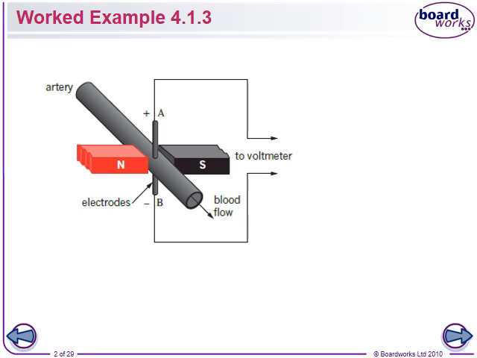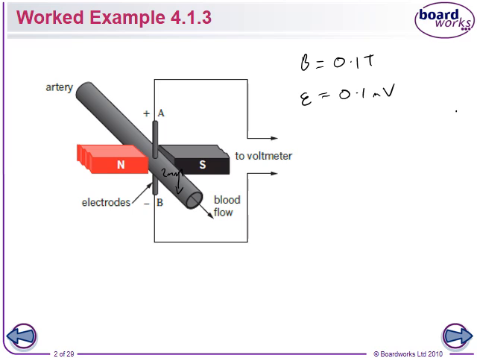So here is our diagram. So first of all, let's write down what we know. Our diameter of the artery is 2 millimeters. There. That is 2 millimeters. We have a magnetic field of 0.1 Tesla. And we have an EMF generated of 0.1 millivolts.